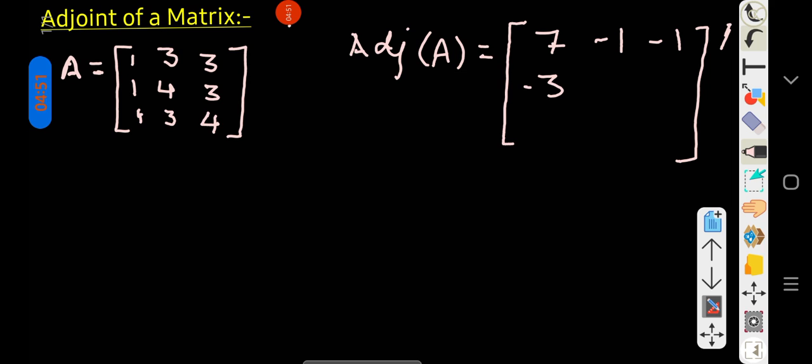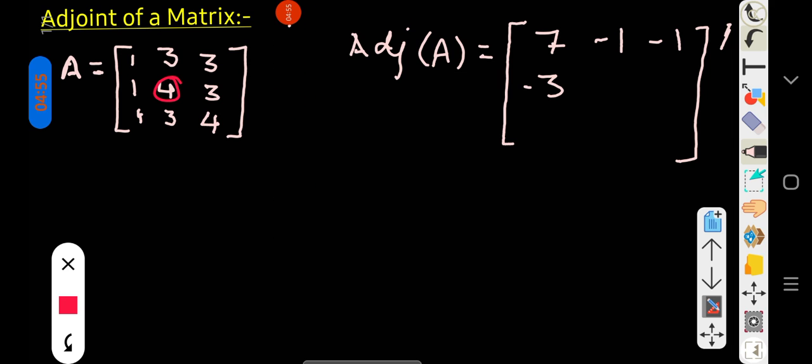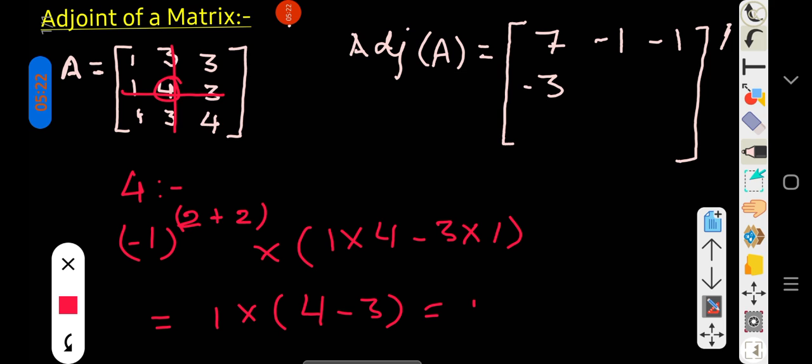Now to get the cofactor of 4, tell me which row and column we have to exclude. We have to exclude the second row and the second column. So the cofactor of 4 will be minus 1 raised to the power second row plus second column, multiplied by 1 times 4 minus 3 times 1. So it will be 1 times 4 minus 3, which equals 1.